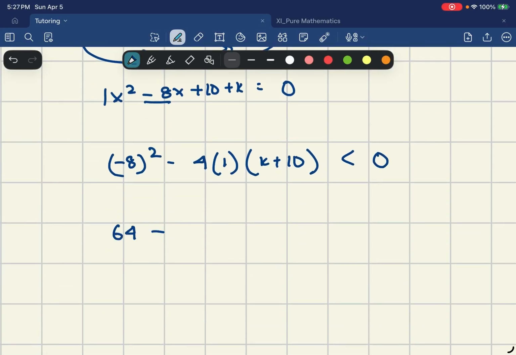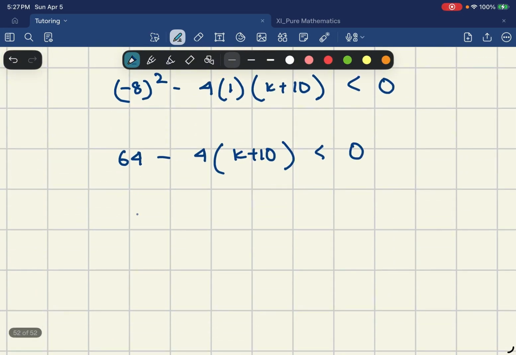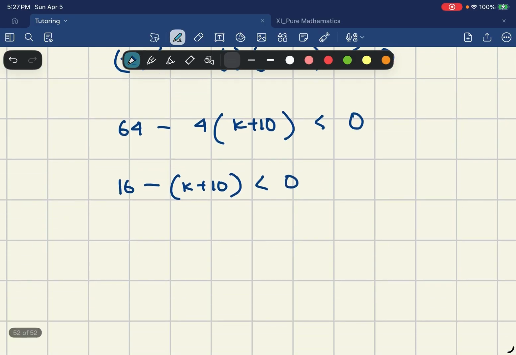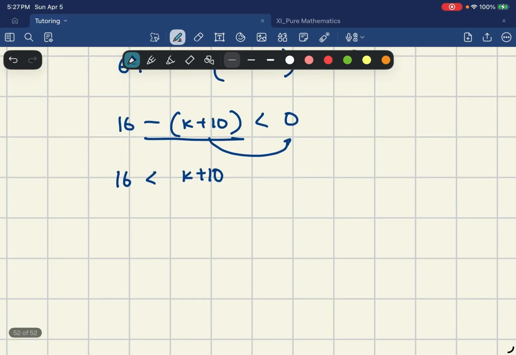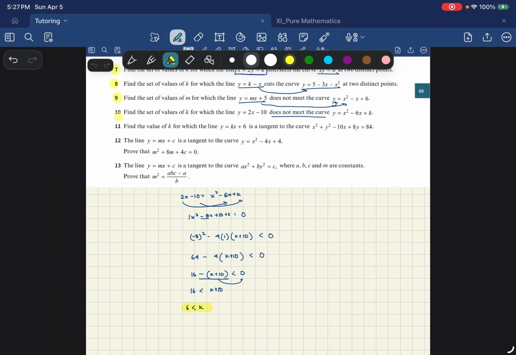So 64 minus 4 times k plus 10. And because I can divide by positive 4 without worries, I get 16 minus k plus 10 is less than 0, right? So I just divided by 4, and I don't have to change my inequalities. 16 is less than k plus 10, right? I just sent the whole k plus 10 here, and then if I subtract 10, I get that k is bigger than 6. So that should be your answer. k bigger than 6 should be your answer to 10.